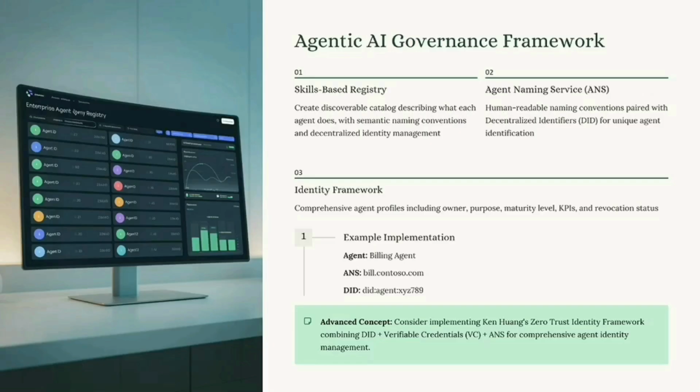Again, this is all in the idea that you have to be able to govern these environments. And there's going to be an explosion of these agents in your environment. So you have to think about how you would want to know what they're doing, all those things. So the advanced concept: Ken Wang has put out a zero trust identity framework for agentic AI. It's a huge leap forward. I think it's a good idea.